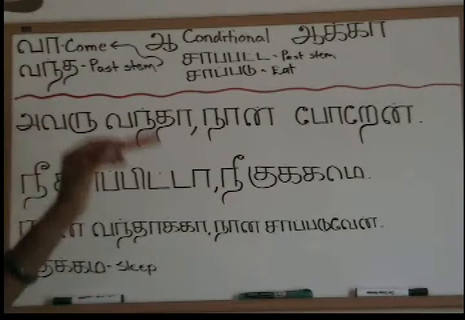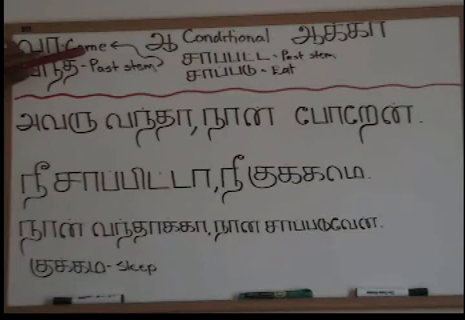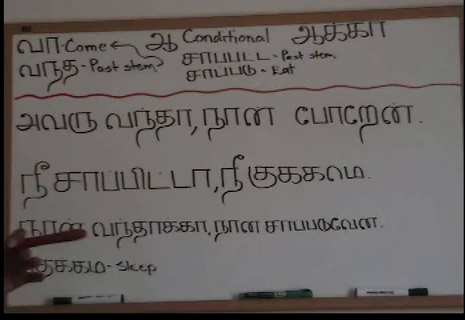For example, let's take this word va, which is come. We've seen this word before in that first dialogue in the first chapter. Va means come, okay? And the past tense of va will be van. If you have the Tamil book I showed you before, look in the back of the dictionary, look up this word come, and you will see V-A-N-D, and that's just telling you the past tense of this verb. So van is the past tense.